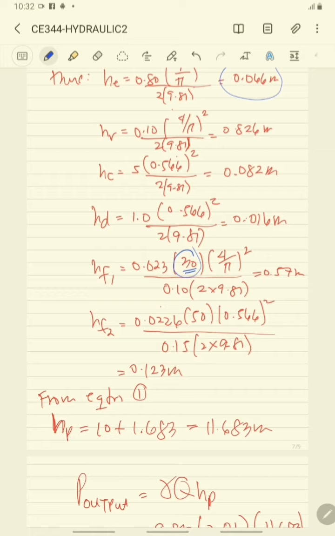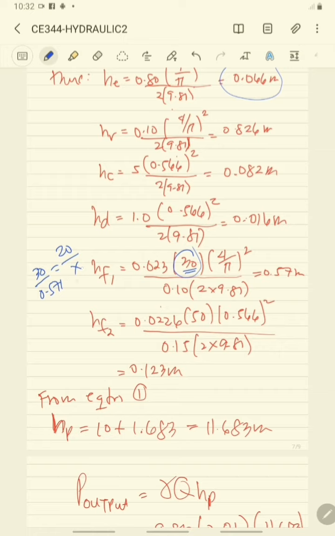So in that case, for 20, you have to compute the head loss, or just put a ratio and proportion because it is just equal. So when the pipe has the length of 30, the head loss is 0.571. So what will be the head loss if your pipe is 20?